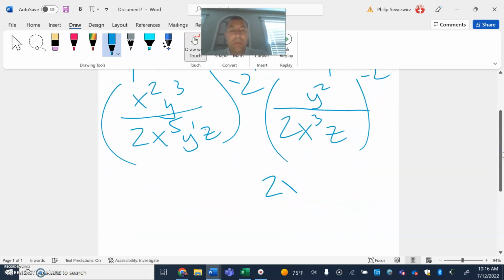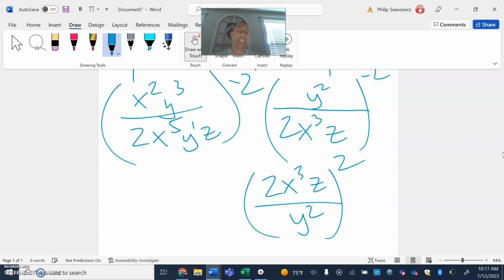Let's put the 2x cubed z up in the numerator, the y squared in the denominator, and now it's just to the 2nd power. See what I did there? We flipped at the beginning because I knew it's going to be a negative exponent. Now, again, we can send it all through, but this way now I'm just dealing with positives.